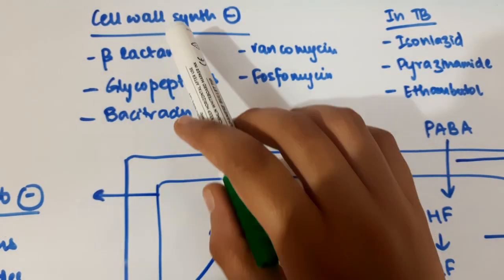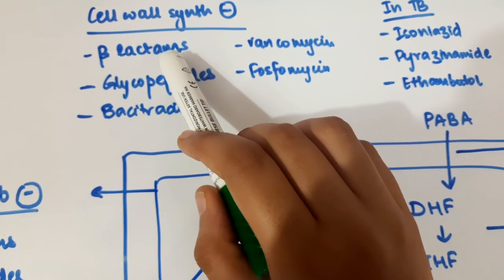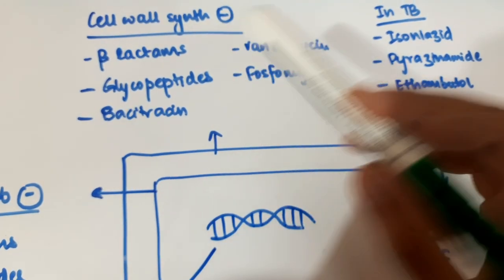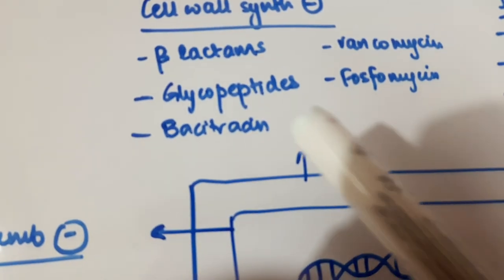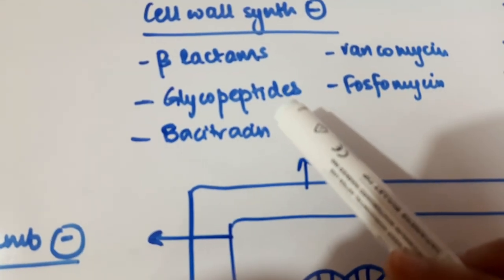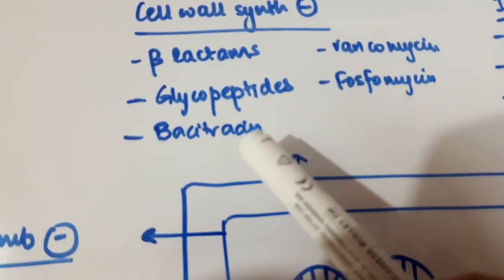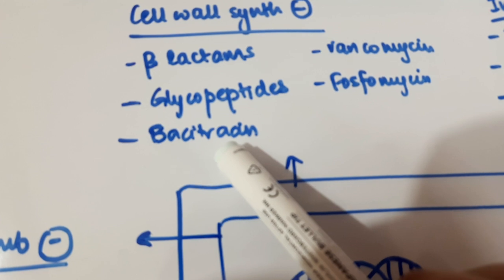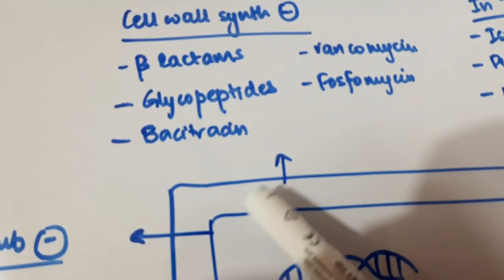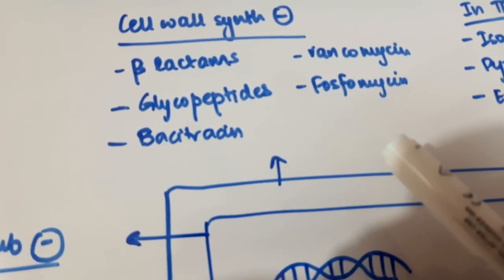The first ones are cell wall synthesis inhibitors. These include beta-lactams, which will include penicillins, cephalosporins, carbapenems and monobactams. The second group is glycopeptides, in which vancomycin is included. The third drug is bacitracin, and the fourth example is fosfomycin. So all these will act on the cell wall of the bacteria and they will inhibit the cell wall synthesis.